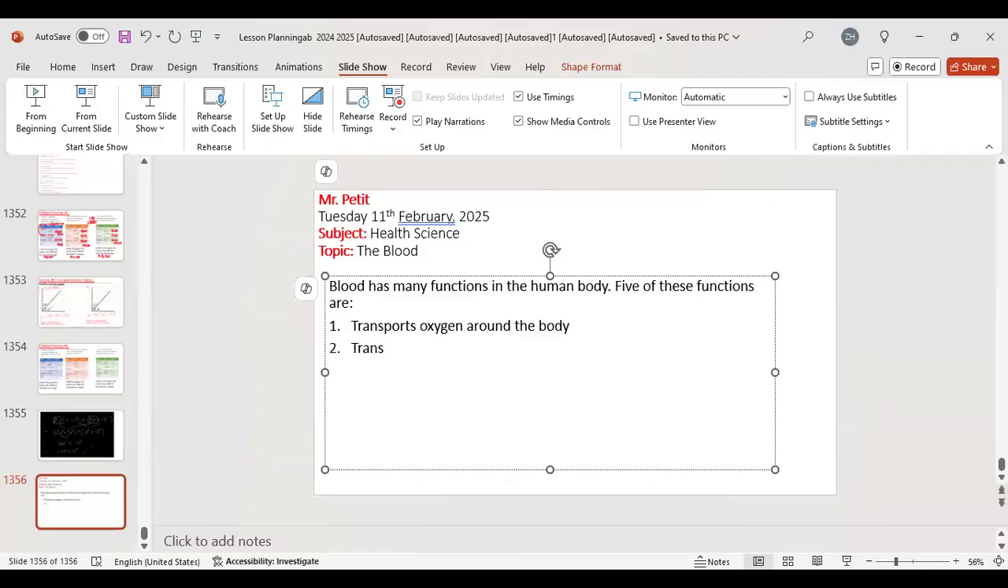Transports digested food, right? And waste products through the body. I'm sorry, why did I say around the body? Through the body.